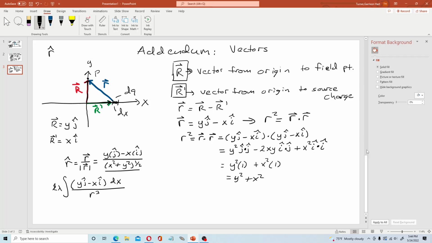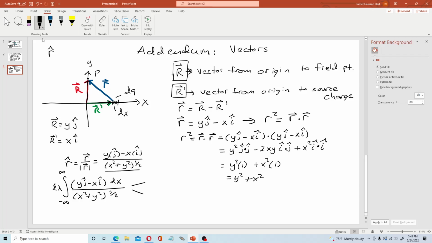And the magnitude of r would be x squared plus y squared to the 1/2. So r cubed is x squared plus y squared to the 3/2. Okay, and for the moment this would be from negative infinity to infinity. And so now you have both components. So this splits into two separate integrals.